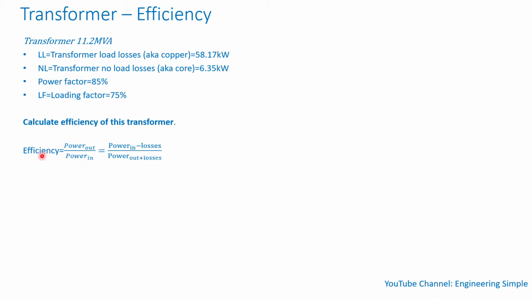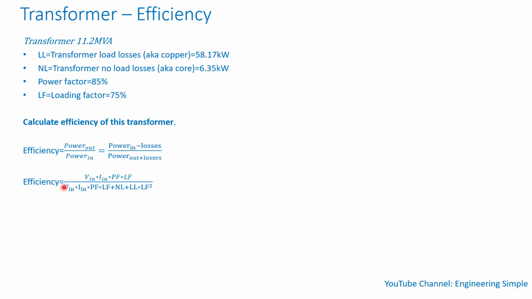So here's the definition of the efficiency. So efficiency is power out divided by power in, because when the transformer is loaded, you're going to supply a certain MVA, but because of the losses, the power out will be less. It will be less by the losses than the power that you supplied. Or also it's power in minus losses divided by power out plus losses.